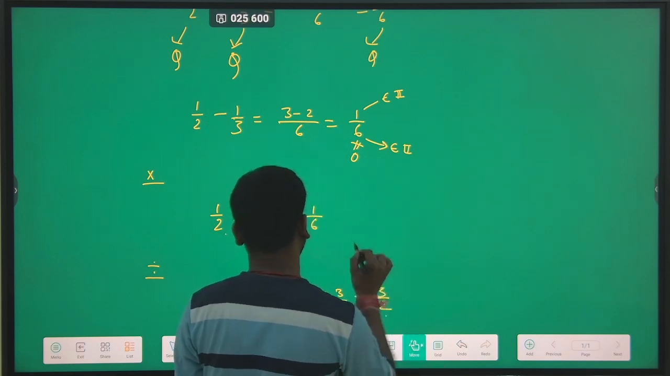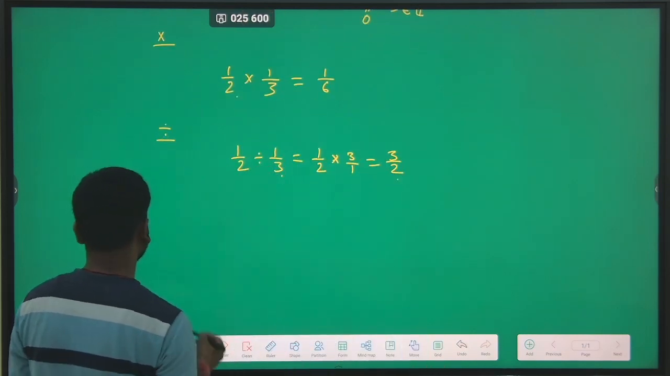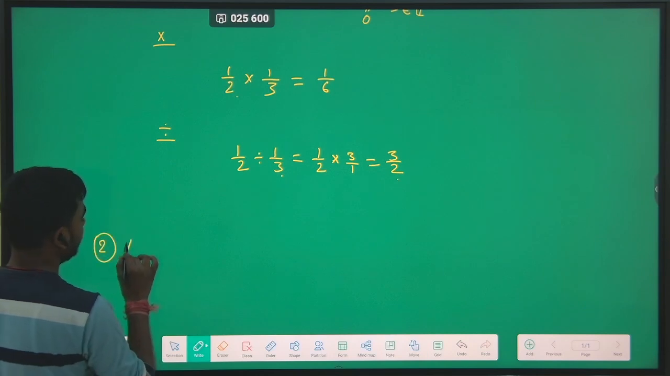Now moving to our next part, the second property. The second property is associative property.